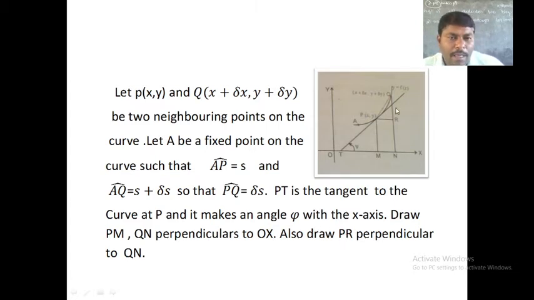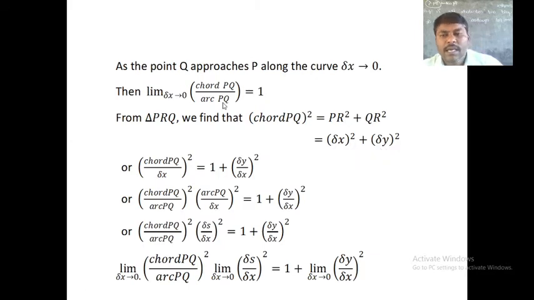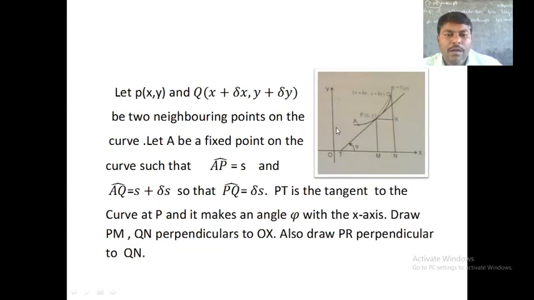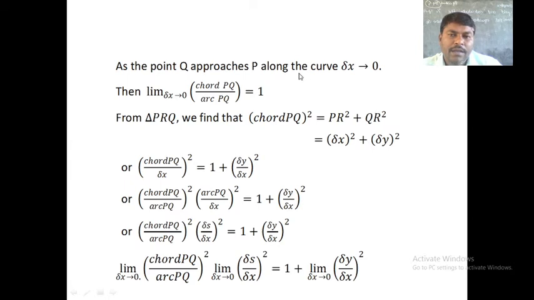Also draw PR perpendicular to QN. Here the point Q approaches P along the curve, delta x tends to 0. Then the limit of chord PQ divided by arc PQ as delta x tends to 0 is equal to 1.